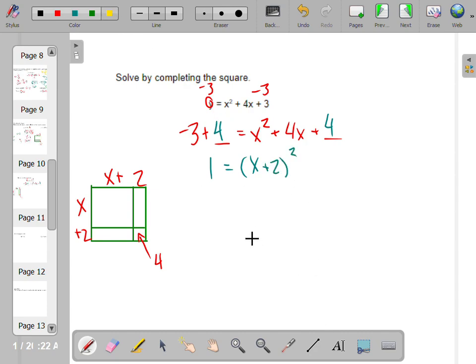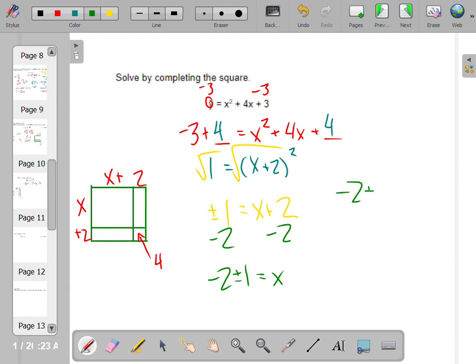If I want to isolate x now, I'm going to square root both sides because that's how you undo squaring, and the square root of 1 is plus or minus 1. When you take the square root of both sides, you need to remember plus or minus. The square root of the quantity squared is just the term that's being squared, x plus 2. Last thing, to get x by itself, subtract 2. So negative 2 plus or minus 1 equals x. Well, those can be simplified. Negative 2 plus 1 is negative 1, and negative 2 minus 1 is negative 3. So my answers are x equals negative 1 and x equals negative 3.